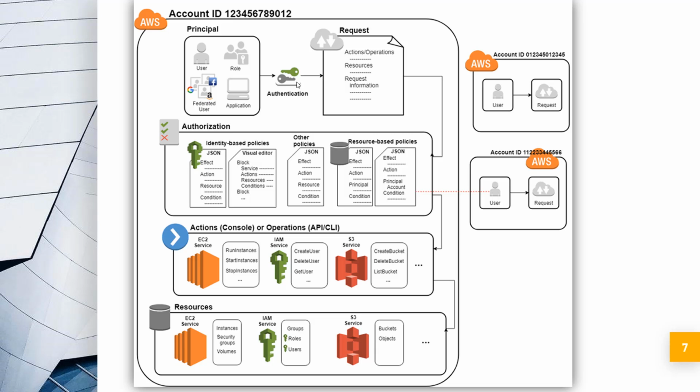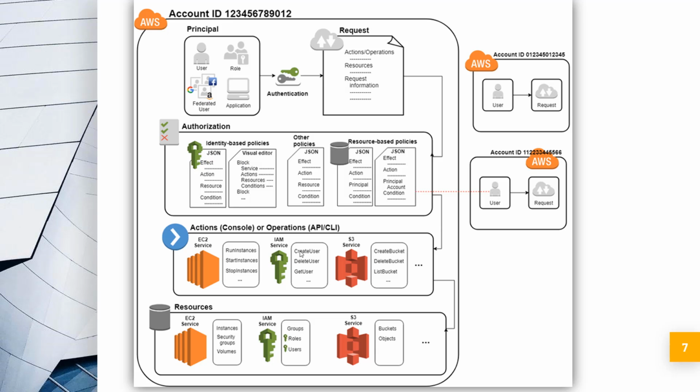And based on the authentication, it is requesting some specific resources or a specific action to be performed on a resource. While this is happening, the authorization happens. The authorization is based on identity-based policies or resource-based policies. You can have policies defined at these two levels, or you can have different other policies that you can create. All the policies are defined in JSON.